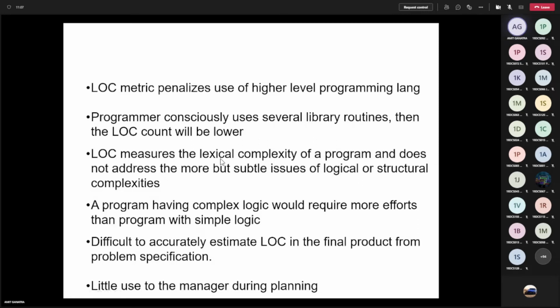And that's why it is extremely difficult to accurately estimate the LOC in the final product from the SRS document, right? But something is better than nothing. Anyhow, it will give you a rough estimation. And if you have past experience, then you can have a better prediction of lines of code. It will give you a rough estimation that for this software, this many lines of code are required to be written. Fine. And that's why it has little use to managers during the planning phase. So remember, this is the simplest metric, lines of code.